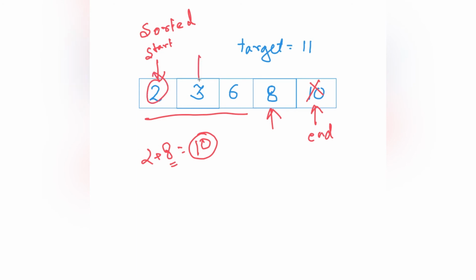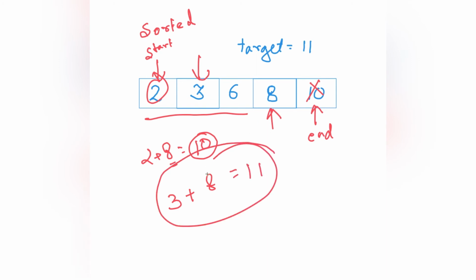So you move this pointer here. Now you have 3 here. So what is the sum? 3 for this, 8 for this. This is 11, right? So you got the solution. So you just return the output indices, which are 1 and 4. So this is how the two-pointer solution works. Now let us look at the code.